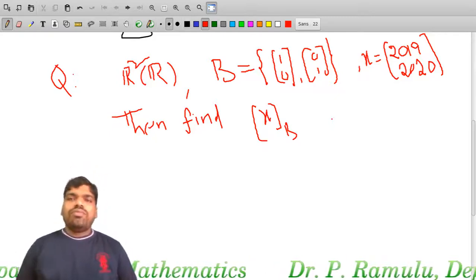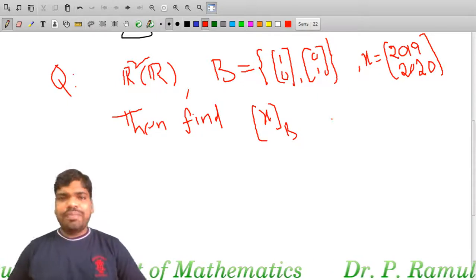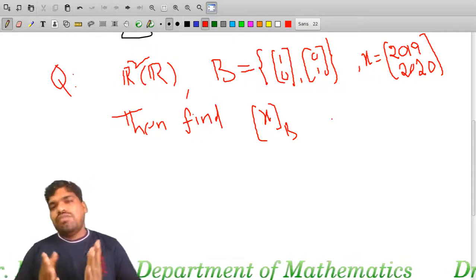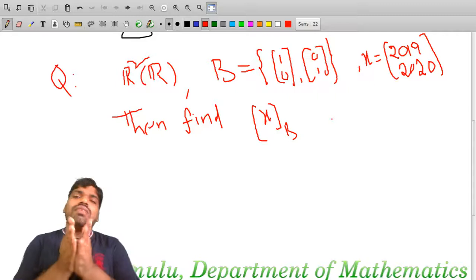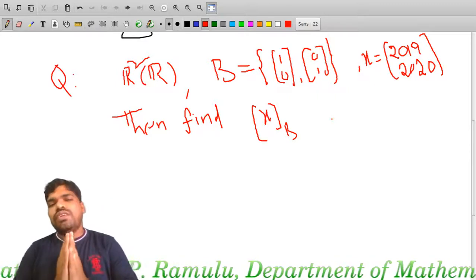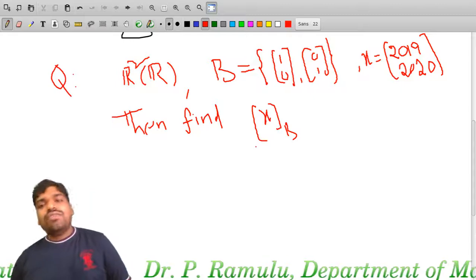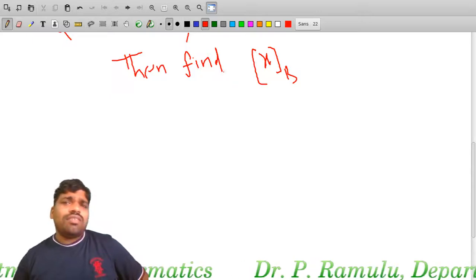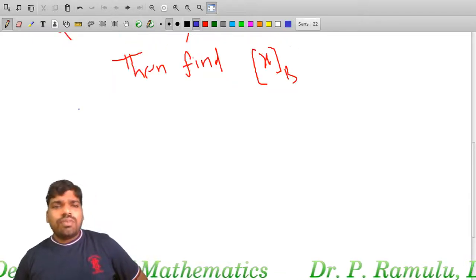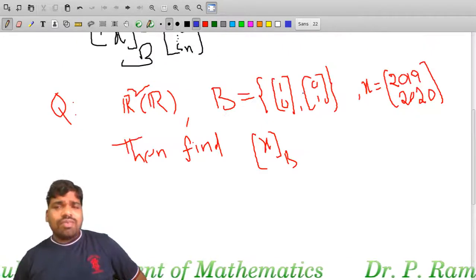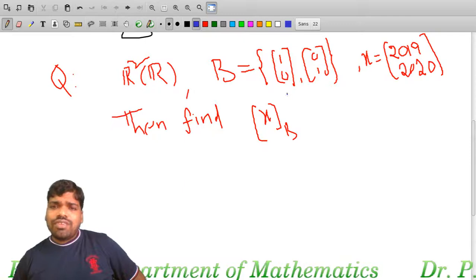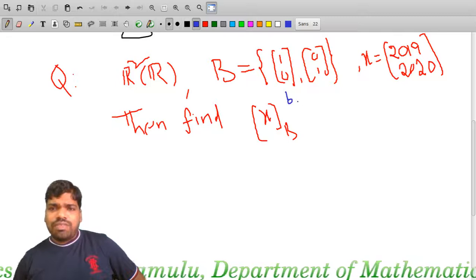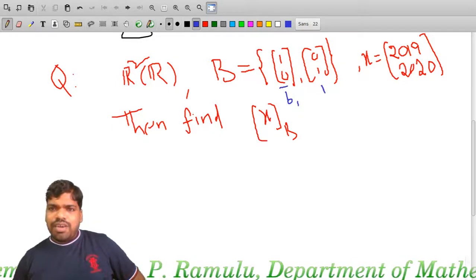So here R2 over R is a vector space, B is given and x is given. Then we have to find scalars such that x is equal to c1 times (1, 0) plus c2 times (0, 1). For finding the coordinate vector, what is the definition? Given B equal to (1, 0), (0, 1), I denote these as v1, or you can take b1 bar and b2 bar.